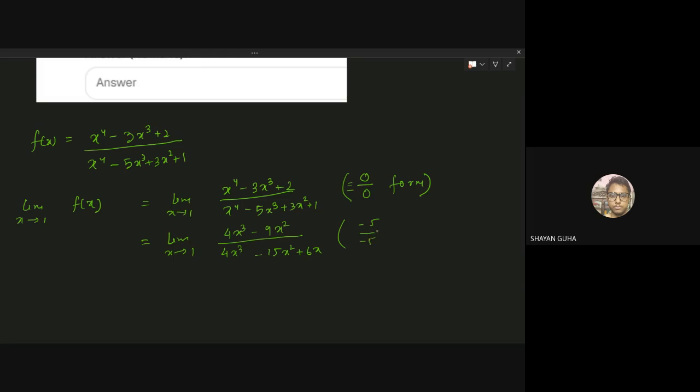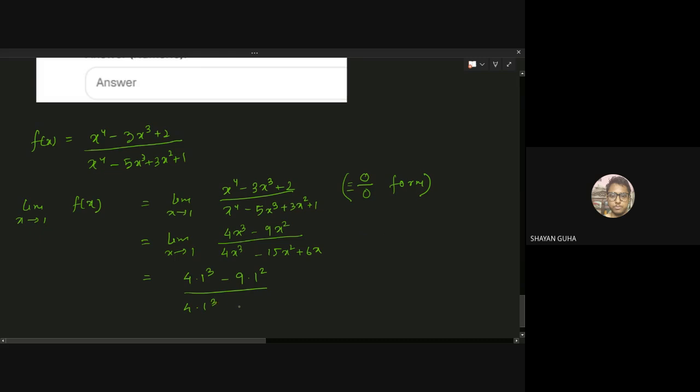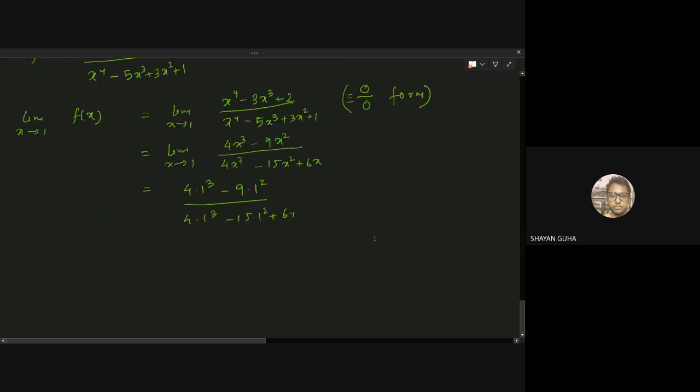We can clearly see that the value is not becoming 0 by 0. So now we can easily put the limit. So it will be 4 into 1 cube minus 9 into 1 square divided by 4 into 1 cube minus 15 into 1 square plus 6 into 1. So ultimately this will give me minus 5 divided by minus 5. So ultimately this limiting value will be 1.